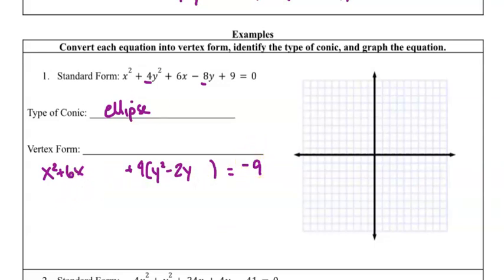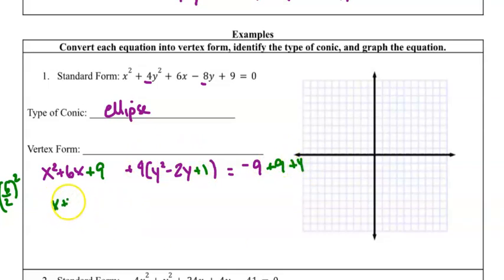Now I'm going to add here a 9, which is 6 over 2 squared. When I added 9 on the left, I have to add 9 on the right. In here, I have to take negative 2 over 2, which is negative 1, and square it. But when I added a 1 here, I really added a 1 times the 4. So that's 4. I have to add 4 to the right as well.